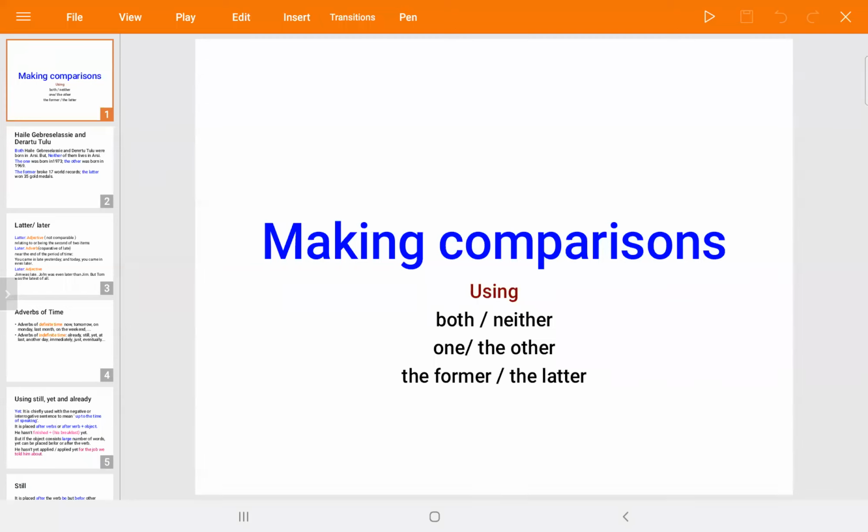Today we're going to just revise three things. We'll see how to make comparisons, time prepositions, and the present perfect tense. We're going to discuss these three issues today.